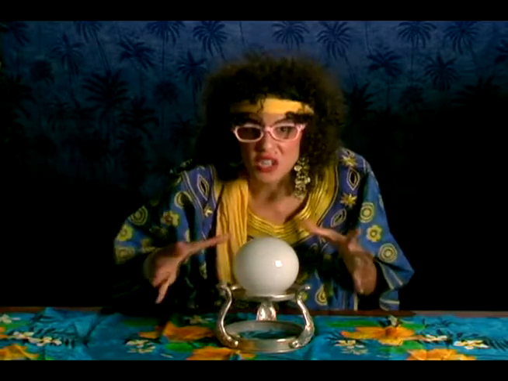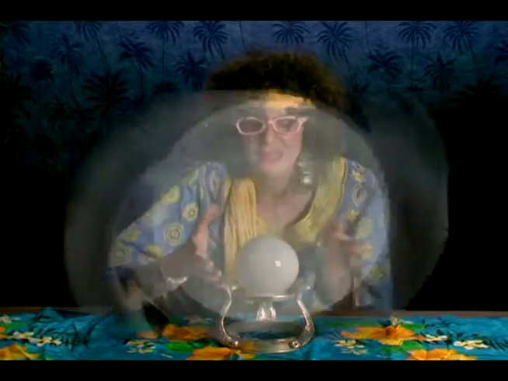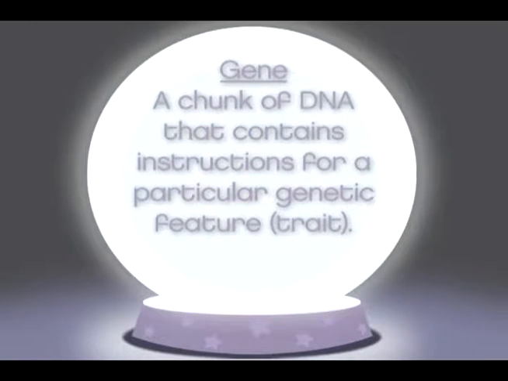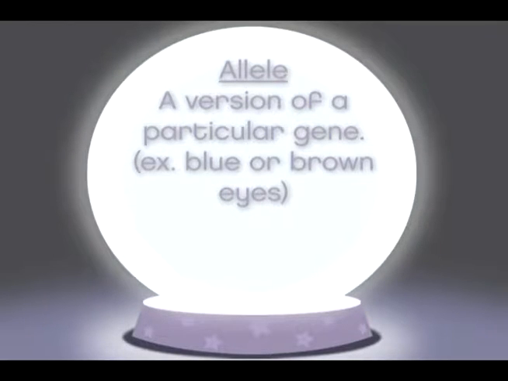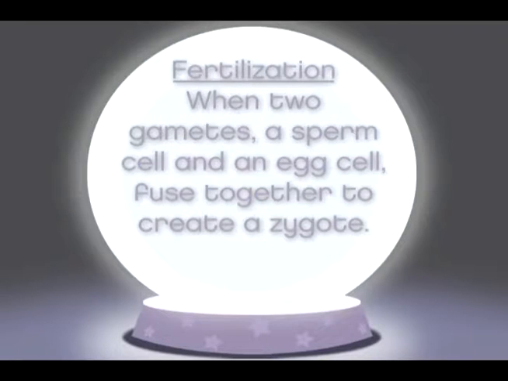Madame Vocabulary here with more transmissions coming through of important hereditary and inheritance vocabulary. A trait is a characteristic of an organism, like hair color for humans or height for pea plants. A gene is a chunk of DNA that contains instructions for a particular genetic feature or trait. An allele is a version of a particular gene, like blue eyes or brown eyes. A gamete is a sex cell, the female egg, the male sperm.